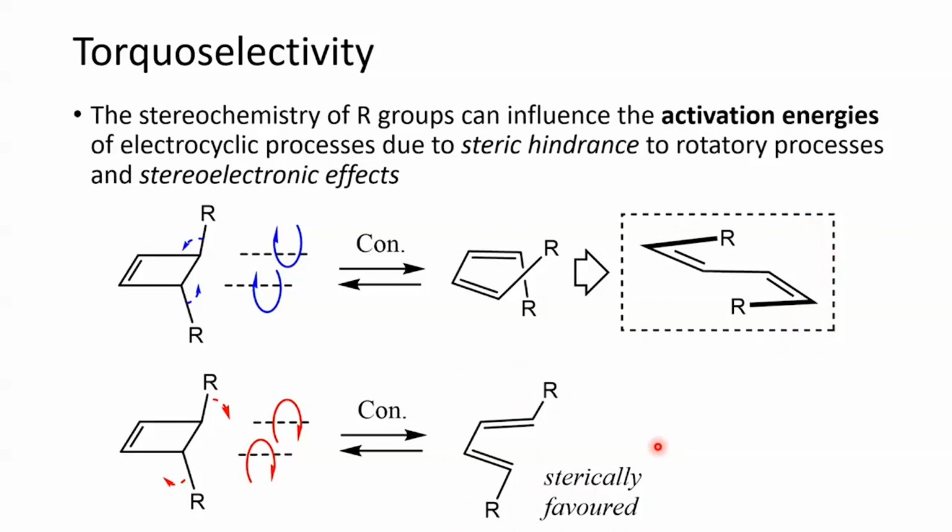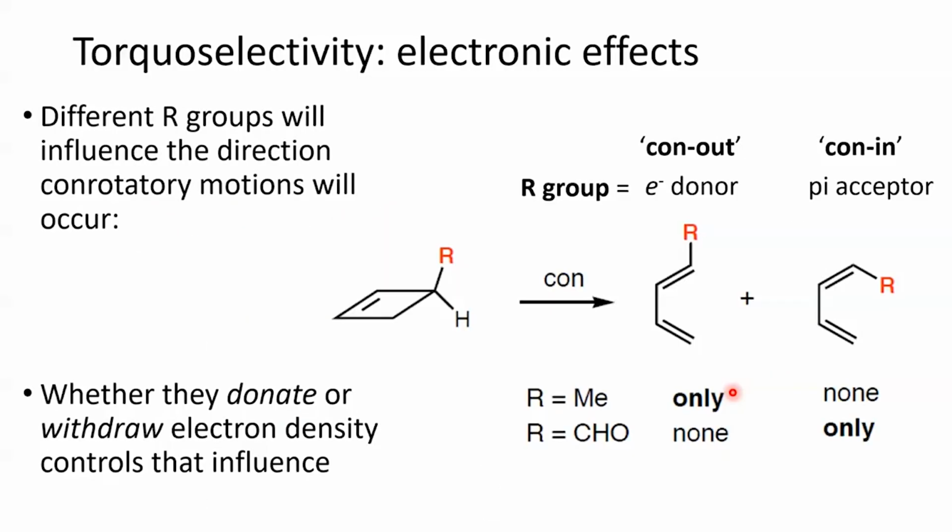If we were considering this reaction solely in terms of reducing steric clashing, we would expect that the bottom pathway would be preferred always. However, there are situations where the top pathway is actually the preferred pathway, and this is based on stereoelectronics. So let's focus on these electronic and stereoelectronic effects. As we've stated, different R groups are going to influence the direction that our conrotatory motion is going to take. And whether or not the R group donates or withdraws electron density is going to have an influence on that rotation direction. So shown is a good example of torquoselectivity.